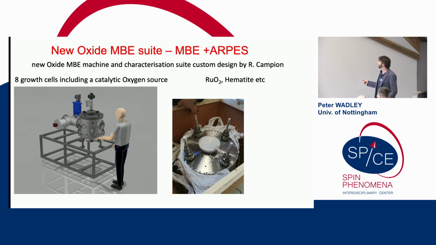So the copper manganese arsenide, the manganese telluride, and the chromium antimony were all grown on this MBE system. In the meantime, I say we, it's a royal we, Richard has designed and had built a new oxide MBE chamber. Yeah, that's Richard. He's blockier than he used to be. Here we have 8 growth cells, including a catalytic oxygen source.